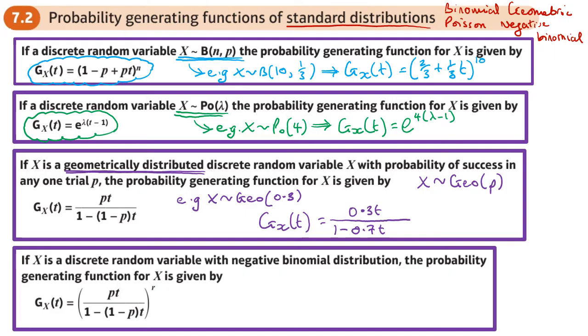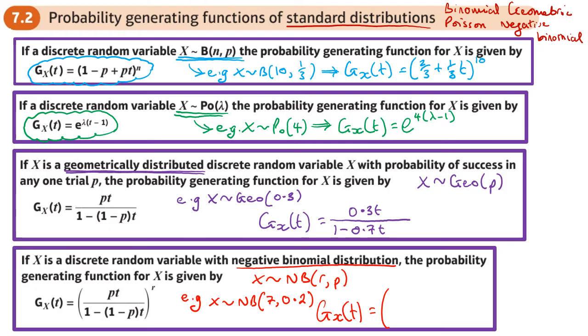And then the last one is a negative binomial. Remember it can just be written as negative binomial or NB. Our parameters are r and p. For example, if r was 7 and p was 0.2, then our probability generating function would be 0.2t over 1 minus 0.8t, and all of this to the power of r, in this case 7. So there are probability generating functions for these standard distributions.